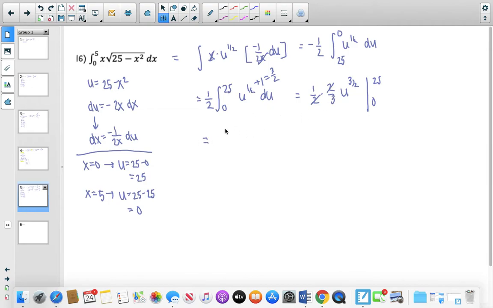All right, so you get 1/3, and then u to the 3/2, and you're going from 25 to 0. I'm going to rewrite this so you can just see this another way. You don't have to. This is the same thing as the square root of u cubed from 0 to 25. We know if we plug in 0, we're going to get 0, so it doesn't matter. So you're going to get 1/3, and then the square root of 25 cubed. Okay, 25 cubed is a really big number.